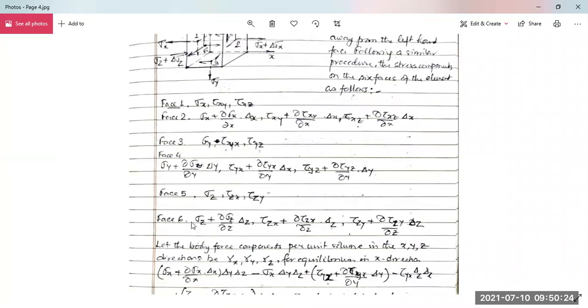Now, up to phase 6, we have this equation with sigma z and the rate of change of sigma z in the z direction, multiplied by the actual side length. The same is the case with tau zx and the change of tau zx. Let the body force components per unit volume in the x, y, z directions be gamma x, gamma y, and gamma z. For equilibrium in the x direction itself, we can have this equation.